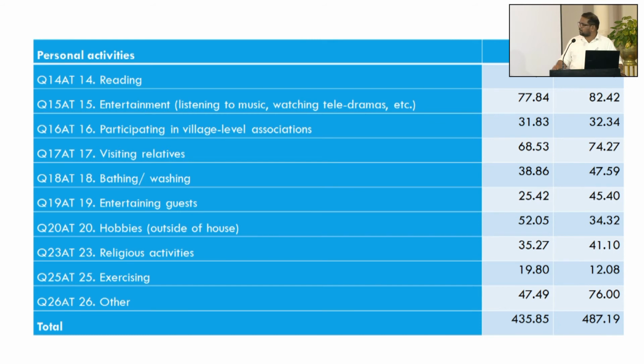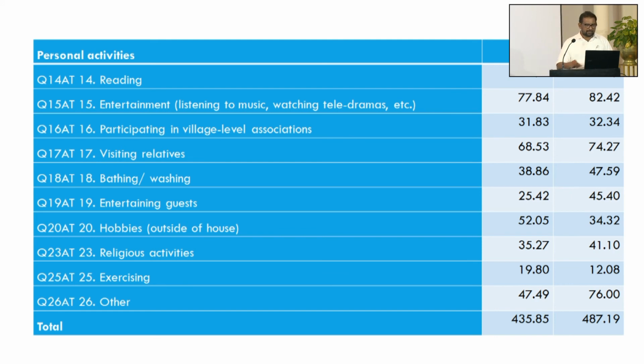And the last set of activities were the personal activities. Things like reading, where women seem to spend a little more time than men, and entertainment, right? But when you look at things like visiting relatives and entertaining guests, you see that women are spending more time. But interestingly, you must ask yourself the question: are these activities that women are doing for themselves, or are they doing them for the family? There are certain leisure activities that we have encouraged women to engage in, but they are not doing it for fun. They are doing it for the benefit of the household, for the benefit of their family.